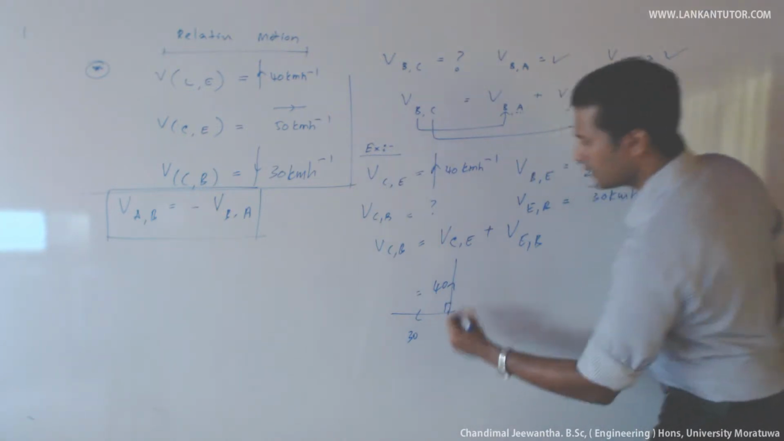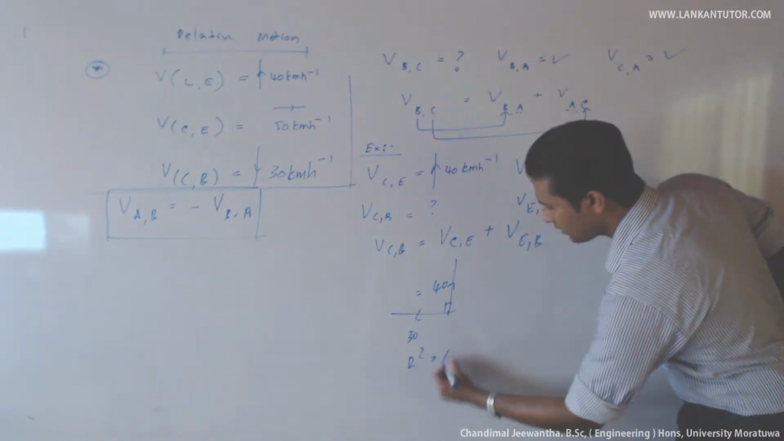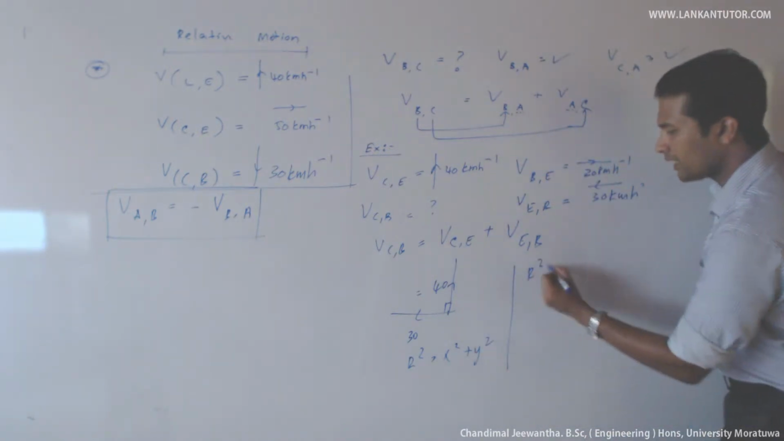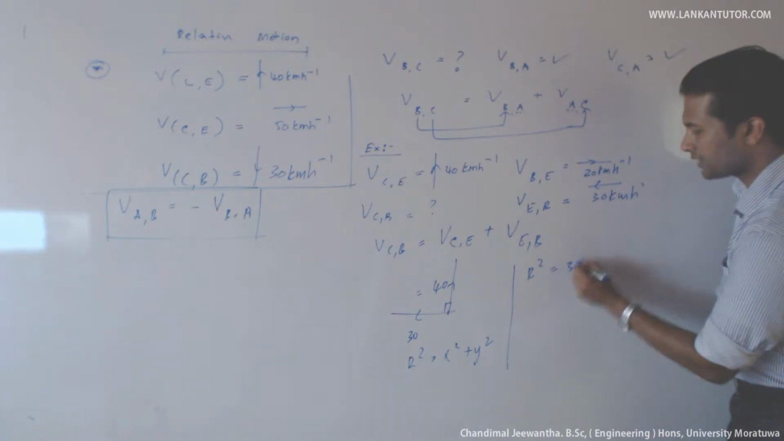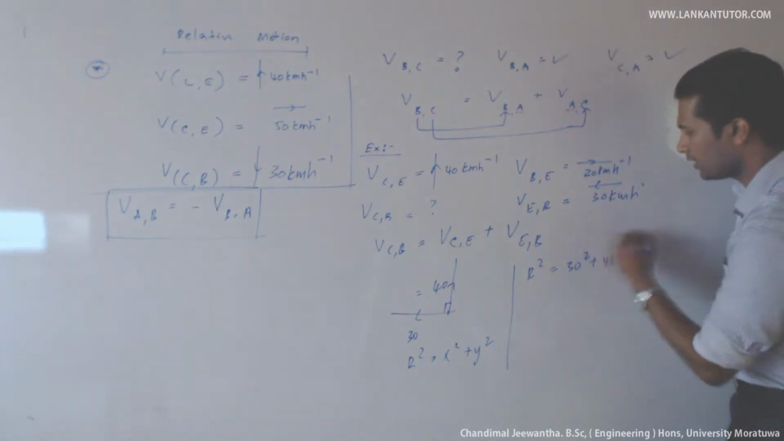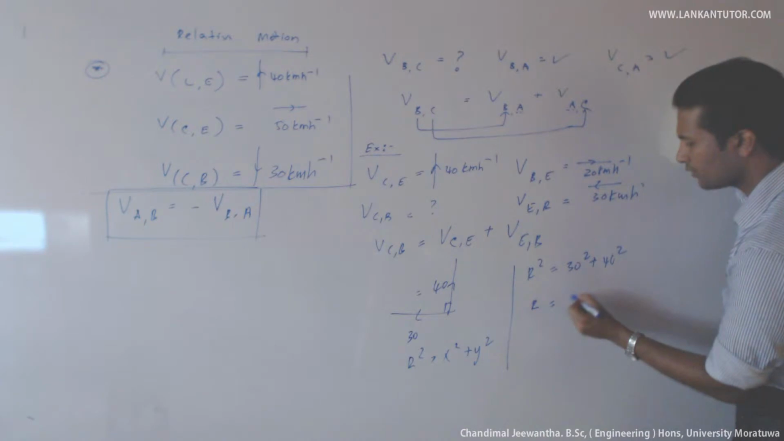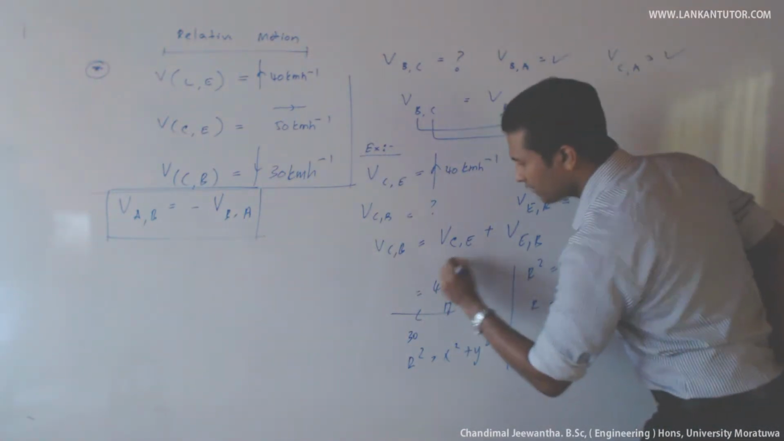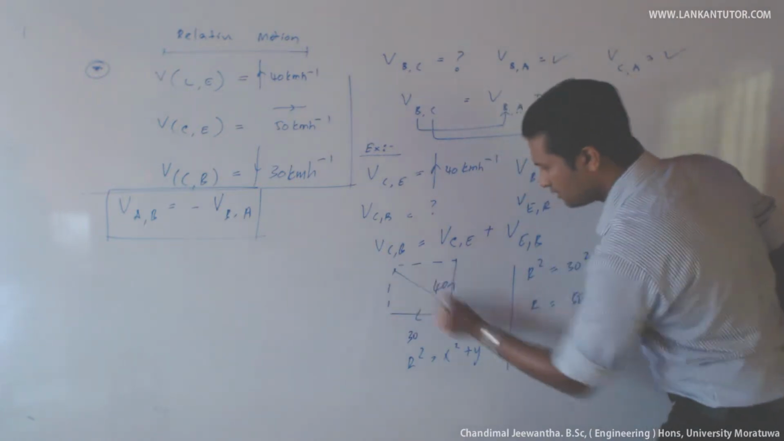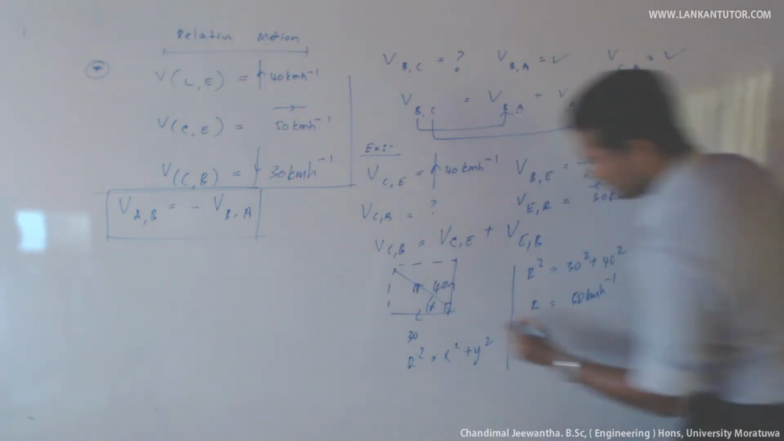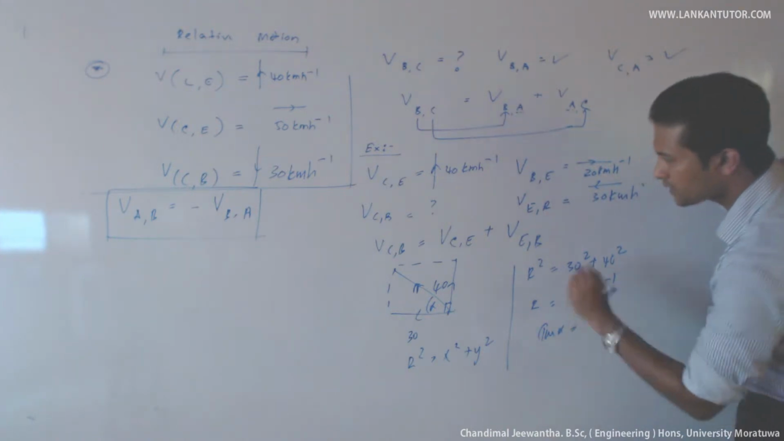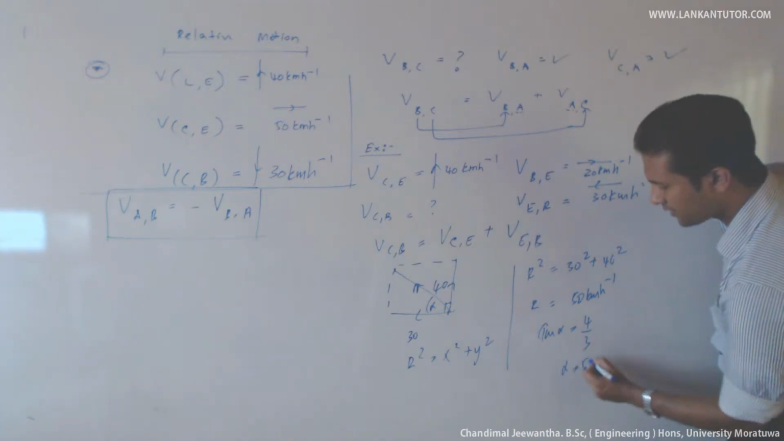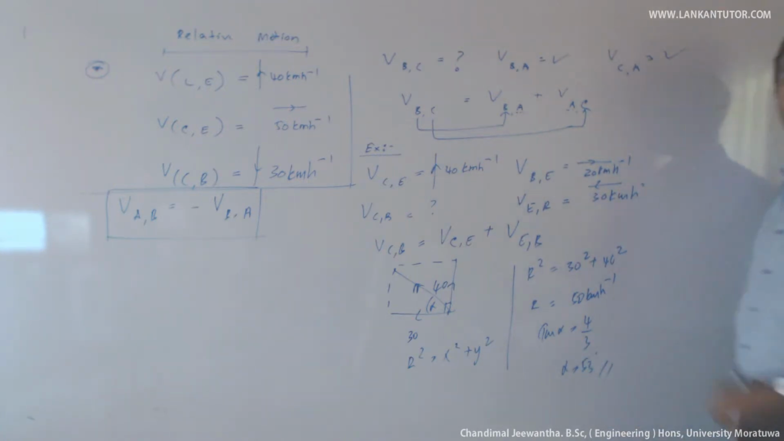Then get the resultant using r square equals x square plus y square. Then r square equals 30 square plus 40 square. So r equals 50 kilometers per hour. Then you have to find the angle. How would you find the angle? Tan alpha equals y divided by x, which means 4/3. Alpha equals approximately 53 degrees.